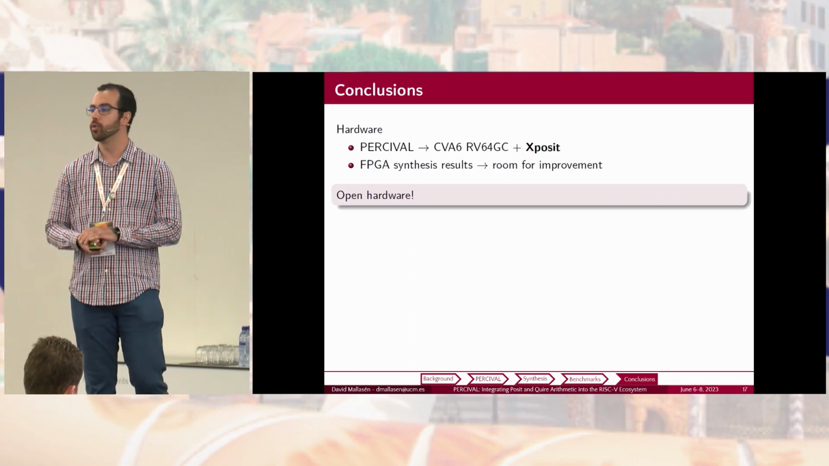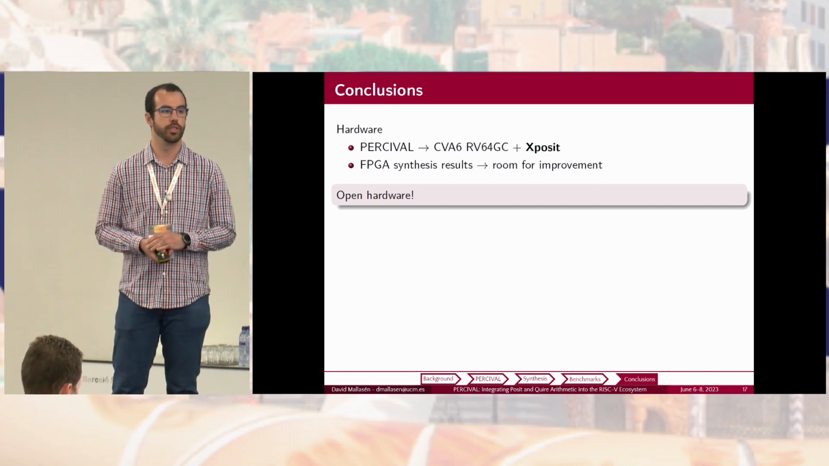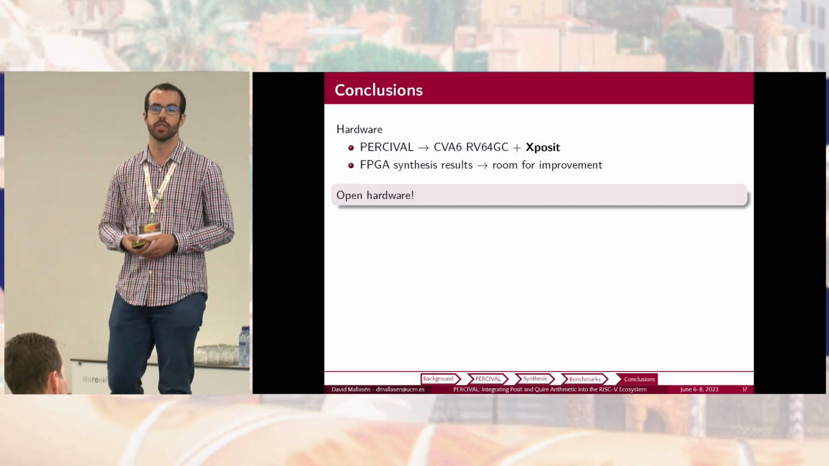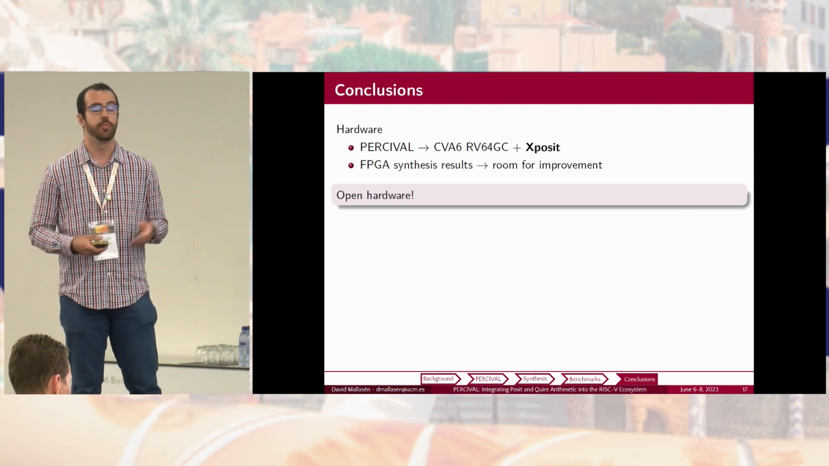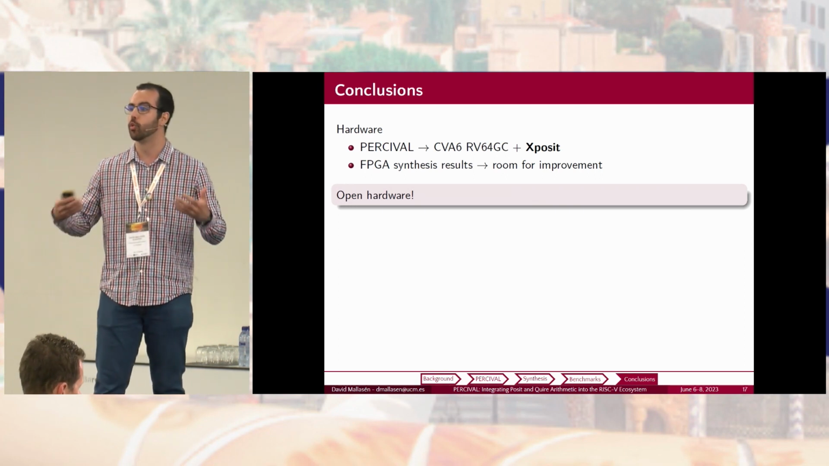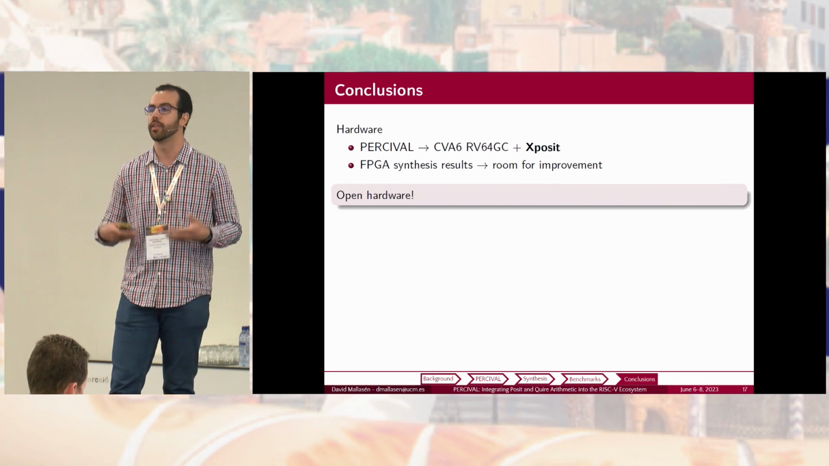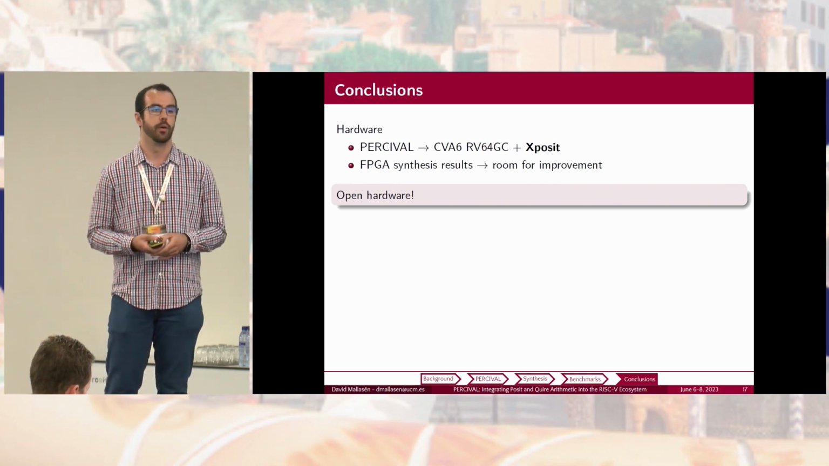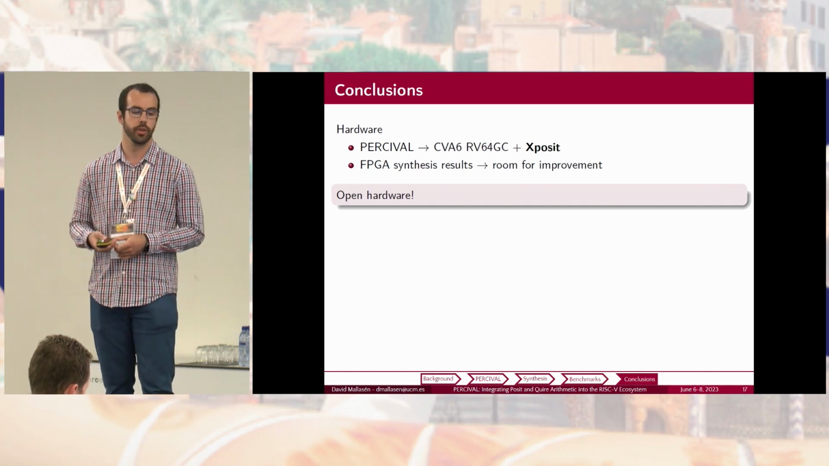So just to conclude, we presented the PERCIVAL posit RISC-V core, which is based on the CVA6, to which we added the Xposit RISC-V custom extension. FPGA synthesis results show that there's still room for improvement in this area and that we can still optimize the hardware for posits because it still has a bit of an overhead when comparing with standard floats.